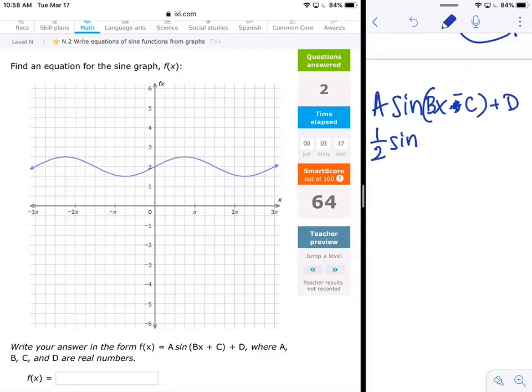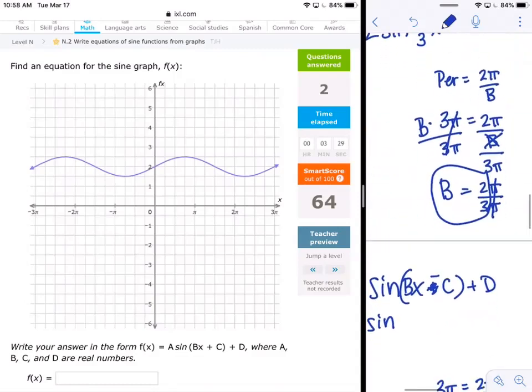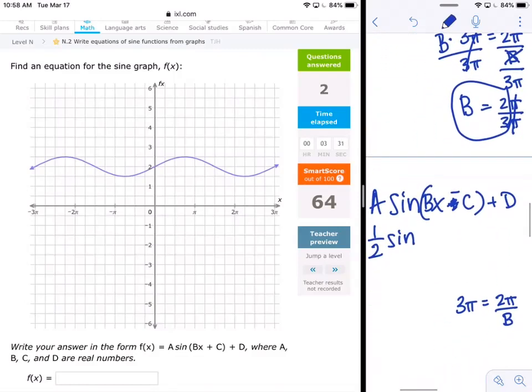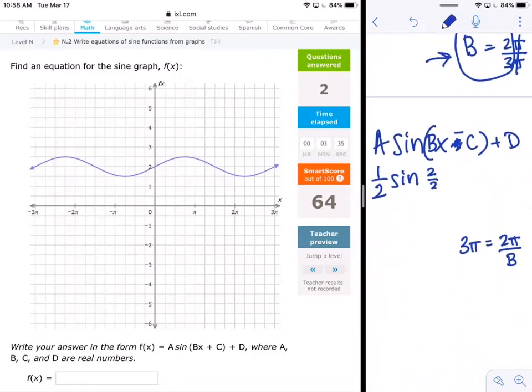And then I see that 1 cycle has been stretched out to 3 pi. So my period, 3 pi, is equal to 2 pi over b, which we literally just did right here, the exact same thing. So I know that my b is going to be 2/3. So I'm going to put 2/3 x.